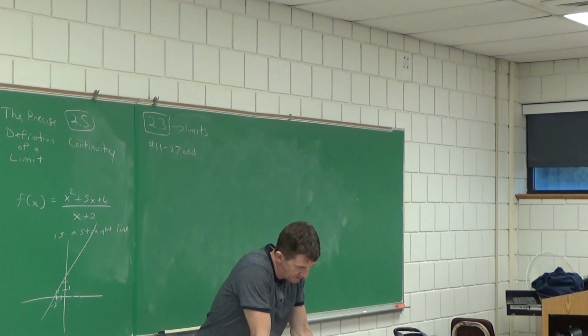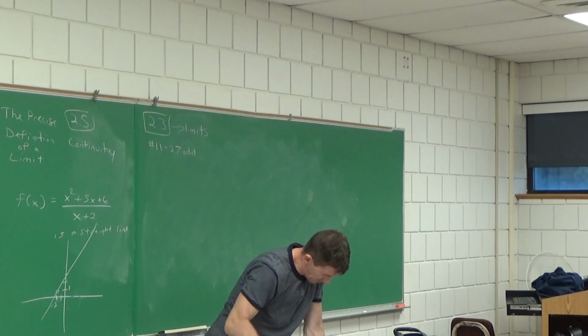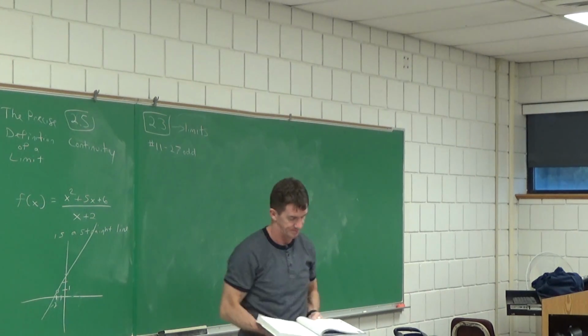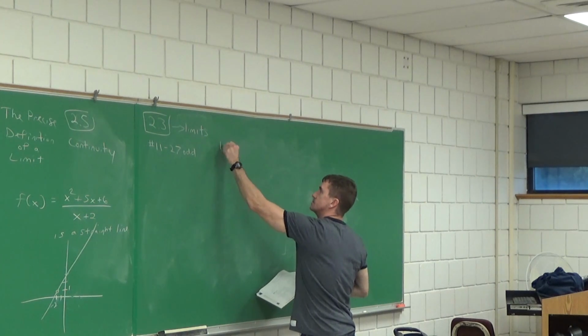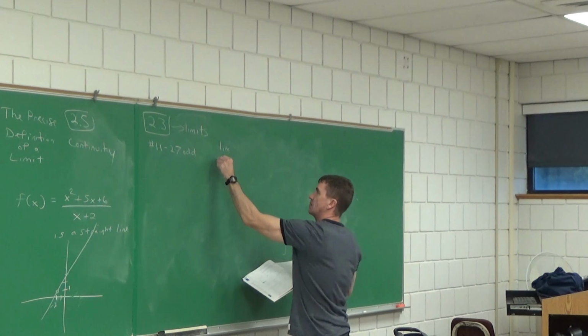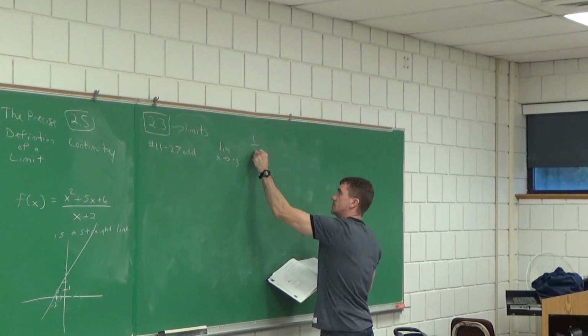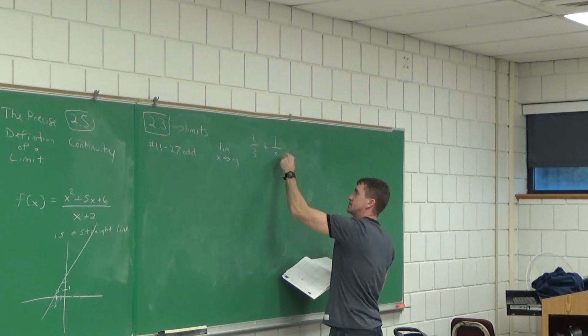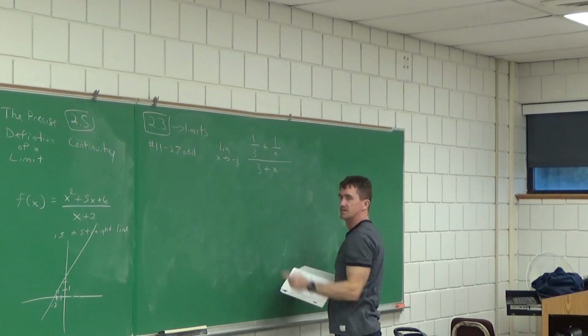I'm going to go down this list. I see it, and I want to give you one like number 23. All right, here we go. This problem, if you want to write it down, is like number 23 from the textbook: the limit as x approaches negative 3 of (1/3 + 1/x) over (3 + x).